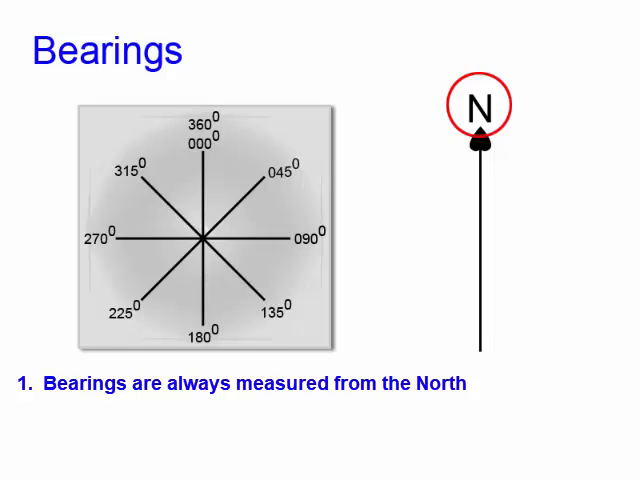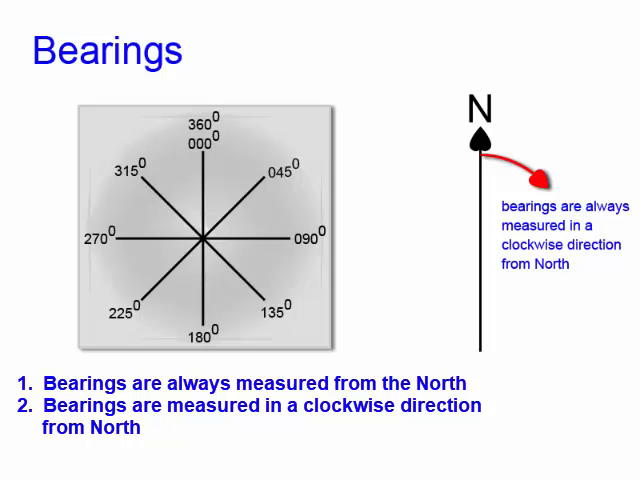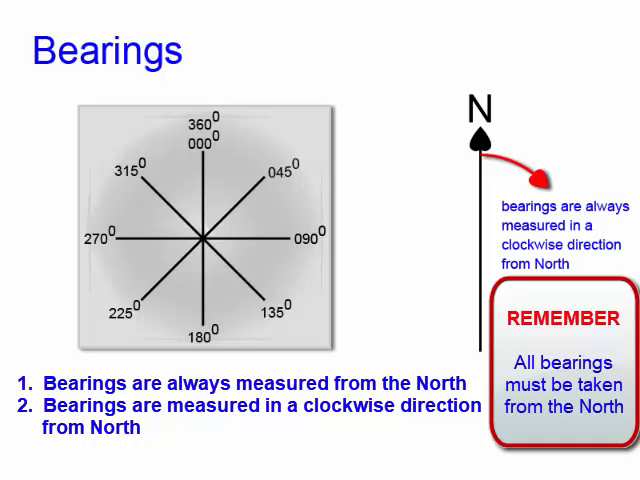Bearings are always measured from the north. Therefore, the first thing we have to do when calculating a bearing of one object from another is to identify the position of north. The second thing we must remember about bearings is they are always measured in a clockwise direction from the north. For example, once we have found the northern position, we turn in a clockwise direction until we are pointing to the object we want to find the bearing to, and the angle between the north and the direction towards the object is the bearing.